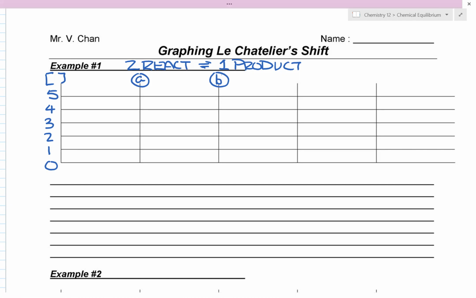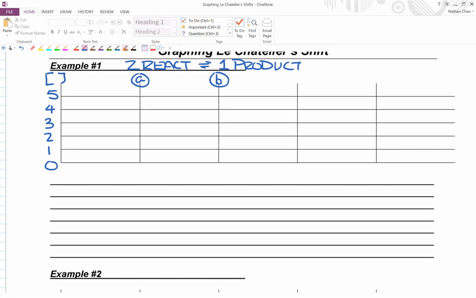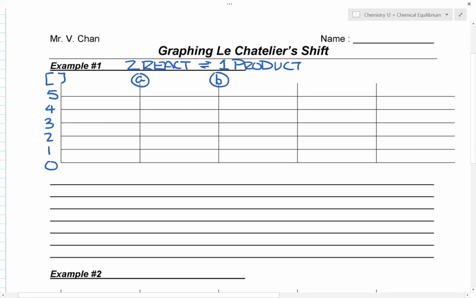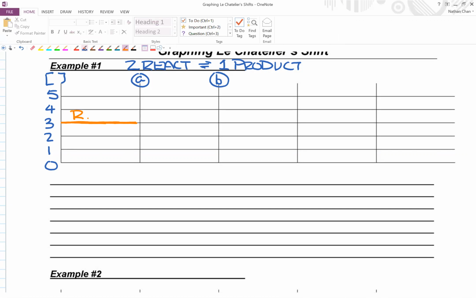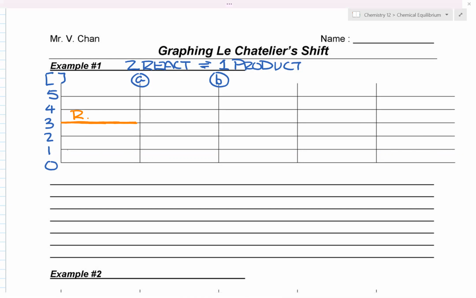So what I'm going to do is use a couple of lines. Here, using the orange line, I will say that this is my reactant, so I'll just label it R. And here on the bottom, I'll use blue. Oh no, I'll use red. Here, I will say this is my product.